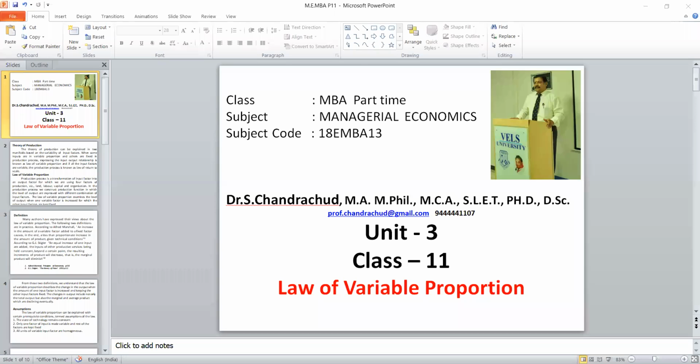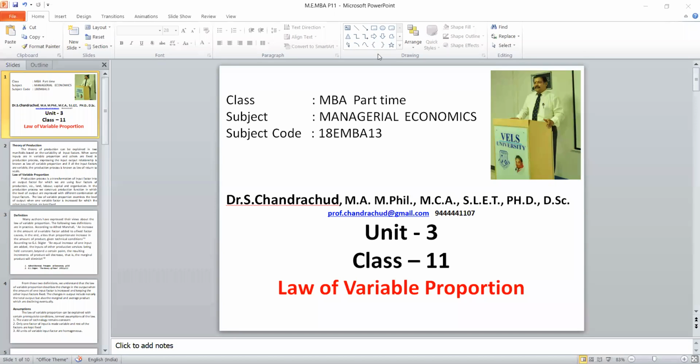Today's topic is the law of variable proportion. We have already started the third unit with the production analysis. First, we said what are the factors of production. In the last class, we studied about the input-output decision. For that, we have run the Leontief model, Wesley Leontief model.